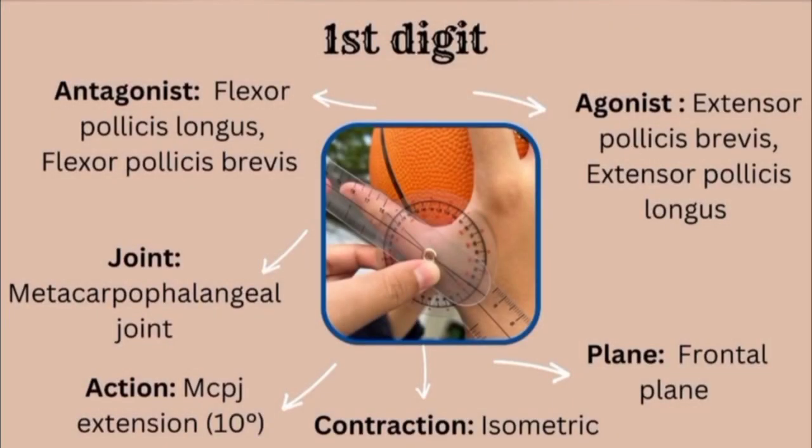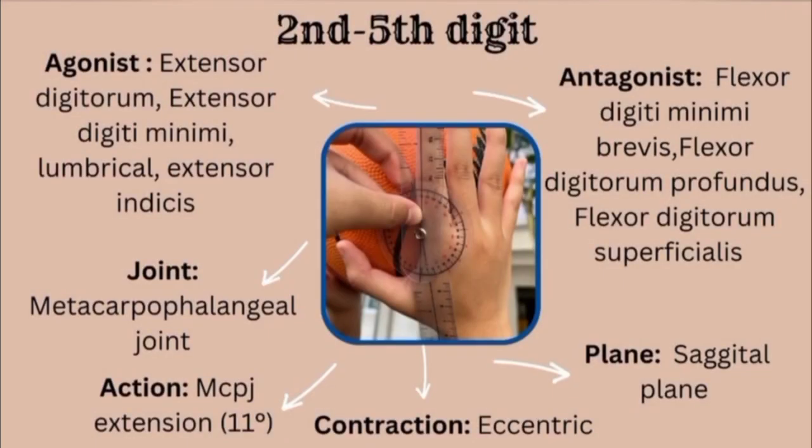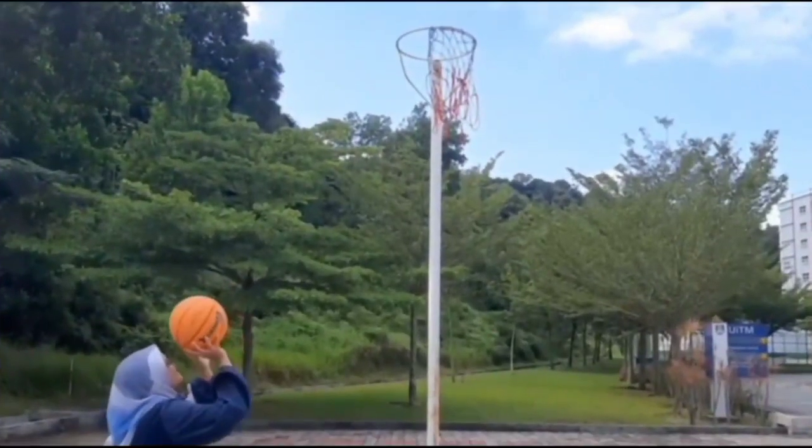For the first digit, the joint used is the metacarpophalangeal joint. The action is that the MCP joint is extended to 10 degrees. Lastly, for the second to 5th digits, the joint used is the metacarpophalangeal joint. The action is that the MCP joint is extended to 11 degrees. The next step is shooting.